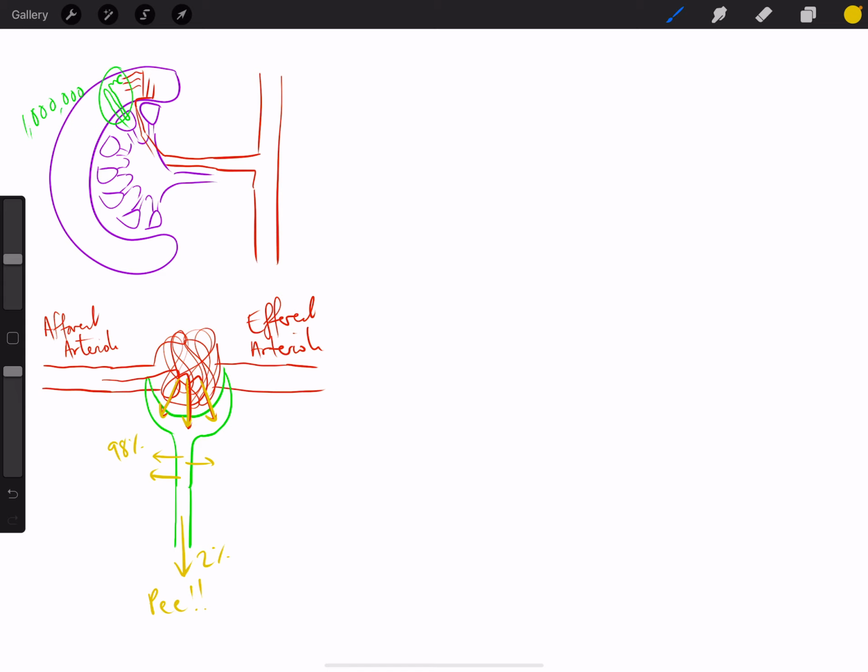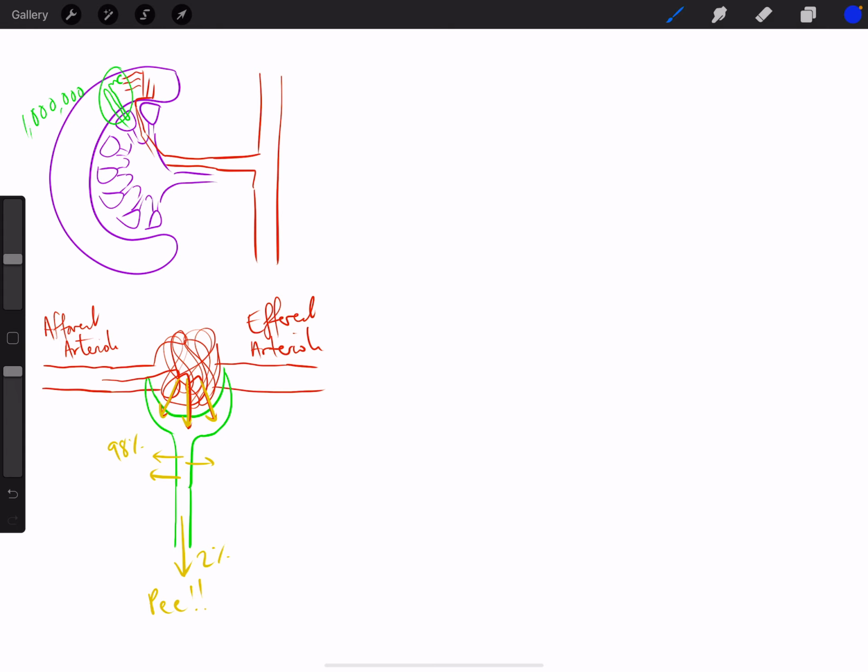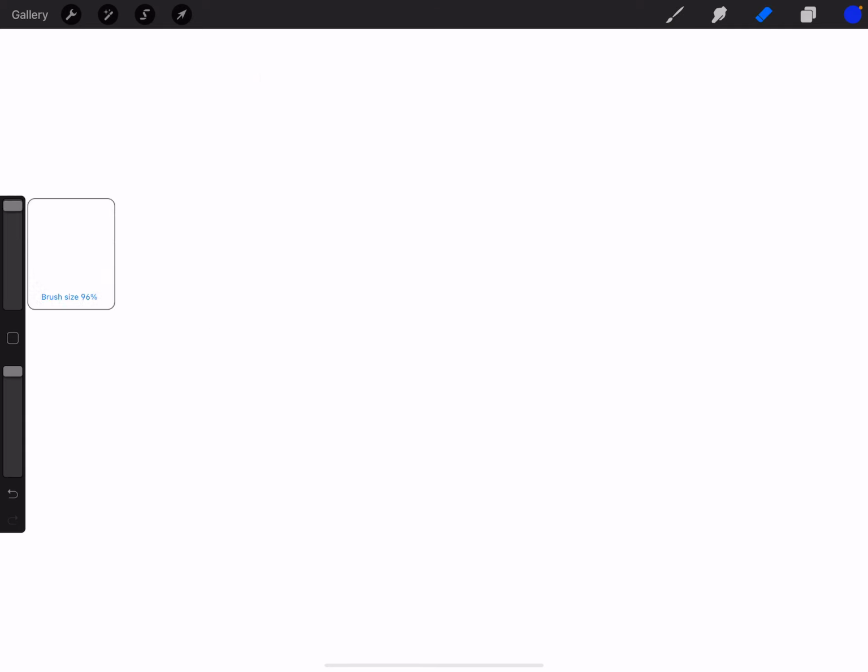So what we need to look at in this video is the fact that it's not just the blood vessel and the capsule. There's a couple of membranes here. There's a couple of barriers that allow for this filtration process to be selective. And that's what we need to look at in this video. So let's now take a look.